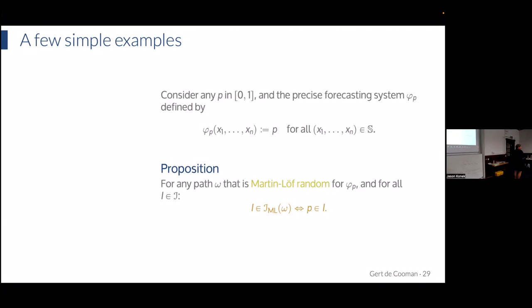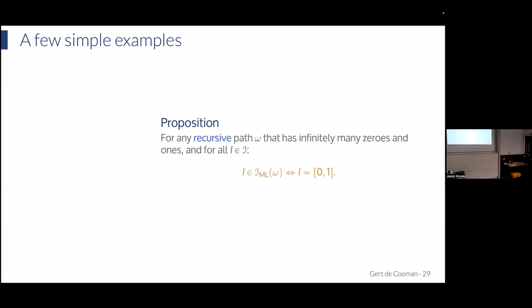That is the most simple example that you can get. But it becomes more interesting if I have a recursive path, a path that is computable, if I have a way of predicting what is going to happen in a computable way. For instance, 0, 1, 0, 1, 0, 1, 0, 1. You can predict what's going to happen on that path. That is what I call a recursive path. And I'm going to look at all the intervals that make that path random. There's only one, the vacuous one. So there is no non-vacuous interval that makes the computable path random.